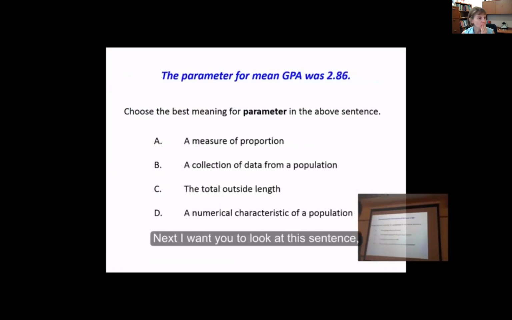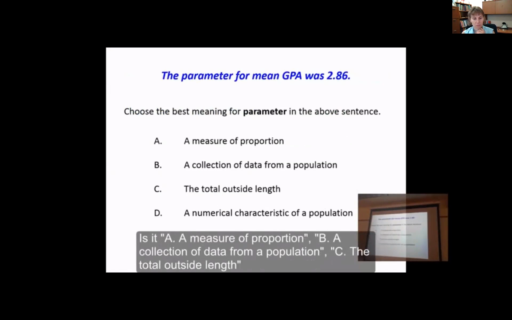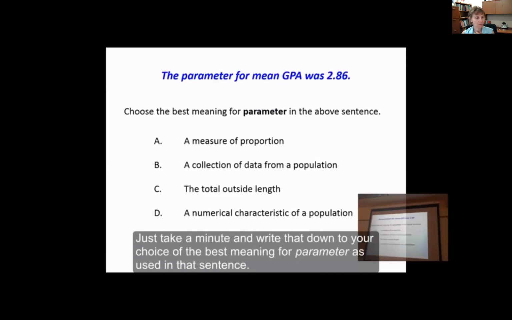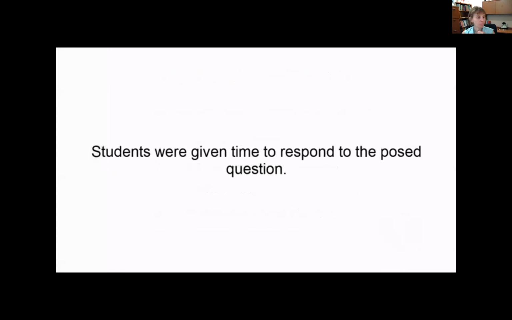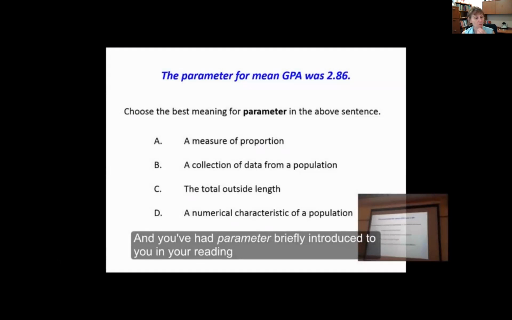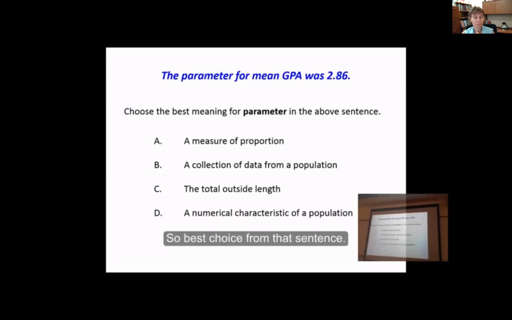Next, I want you to look at this sentence. The parameter for mean GPA was 2.86. And I want you to tell me what's the best meaning for parameter as it's used in that sentence. The parameter for mean GPA was 2.86. Is it A, a measure of proportion, B, a collection of data from a population, C, the total outside length, D, a numerical characteristic of a population? Just take a minute and write down your choice of the best meaning for parameter as used in that sentence. And you've had parameter briefly introduced to you in your reading, and we mentioned it in passing a little bit, so it's not completely new. We want to just delve into it and make sure that we get clear. So, best choice from that sentence.